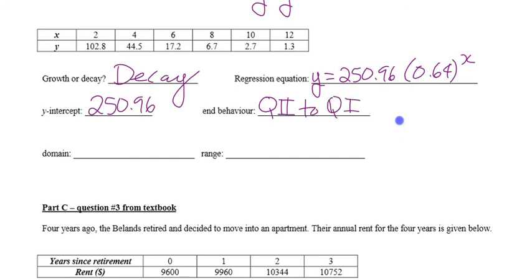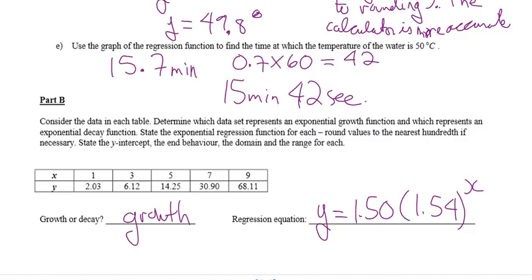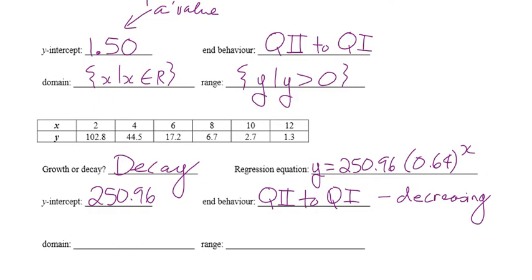You know what? Let's add a little to this. Let's call this quadrant 2 to quadrant 1 decreasing. And let's go up to the top of the page and call this one quadrant 2 to quadrant 1 increasing. Right? Because that's the other characteristic of an exponential function. It's what's the end behavior, but what's it doing? Is it decreasing or is it increasing?